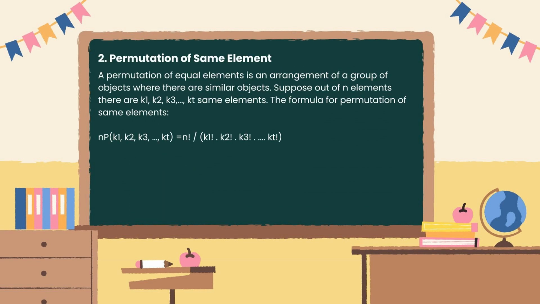2. Permutation of same elements. A permutation of equal elements is an arrangement of a group of objects where there are similar objects. Suppose out of n elements there are k1, k2, k3, up to kt same elements. The formula for permutation of same elements: nP(k1, k2, k3, ..., kt) equals n factorial divided by k1 factorial times k2 factorial times k3 factorial times, and so on.